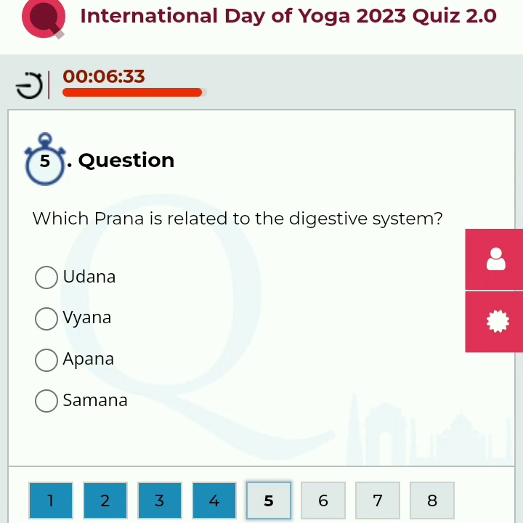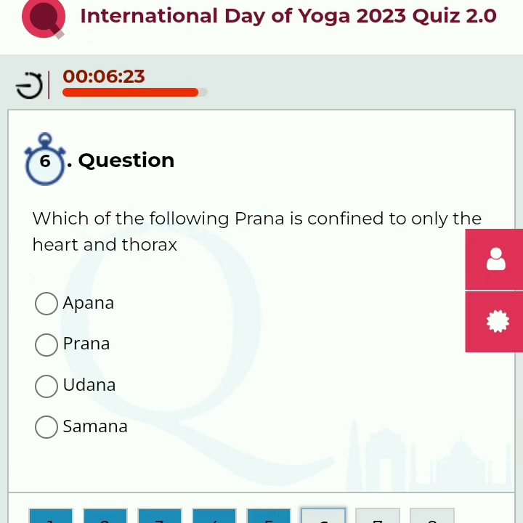Which prana is related to the digestive system? Udana, Vyana, Apana, Samana. Which of the following prana is confined to only the head and thorax? Apana, Prana, Udana, Samana.